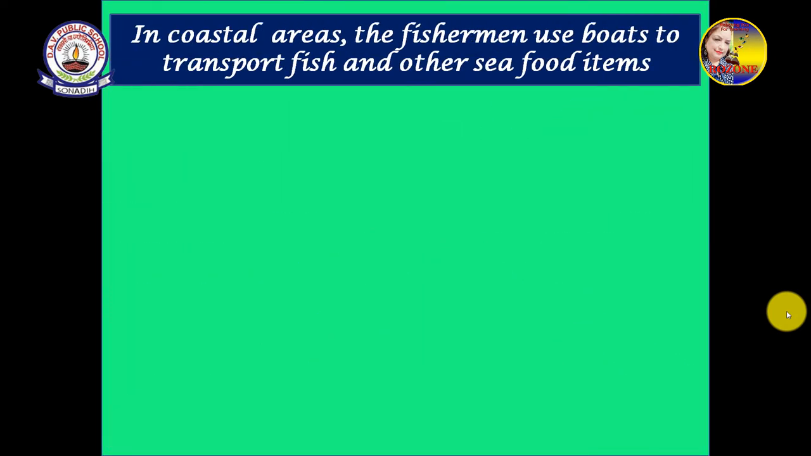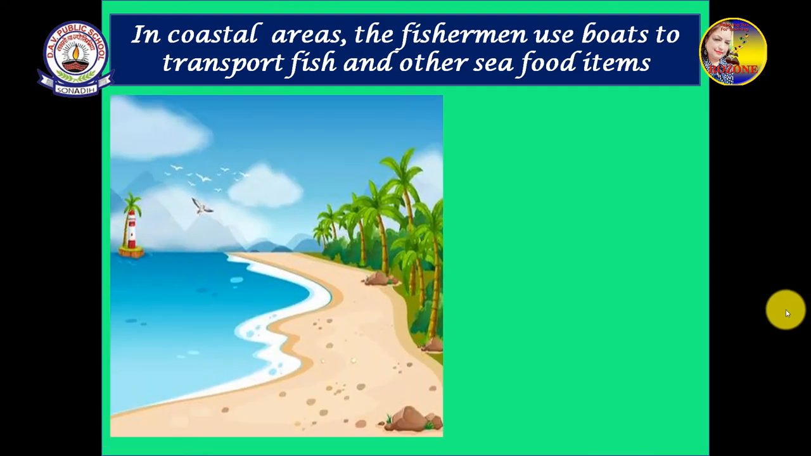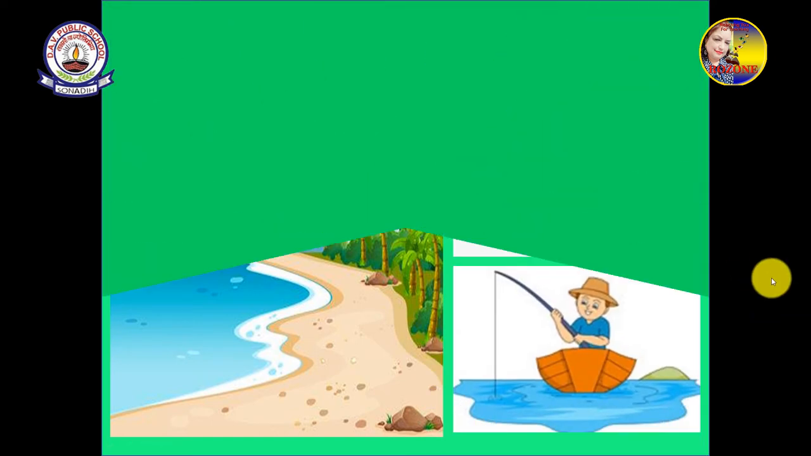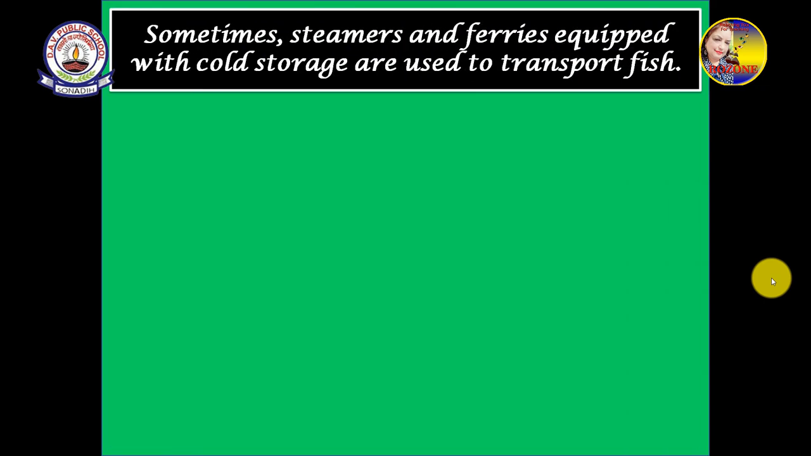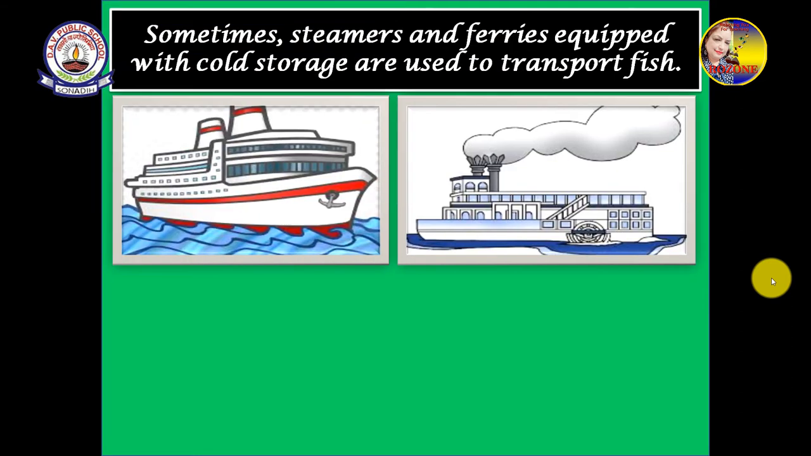In coastal areas, the fishermen use boats to transport fish and other seafood items. This is the coastal area, children. And you will find that in coastal areas also, boats are used to send their goods to different parts. Sometimes steamers and ferries equipped with cold storage are used to transport fish. Steamers and ferries are smaller means of transport which are used in the sea, but they have a cold storage system.